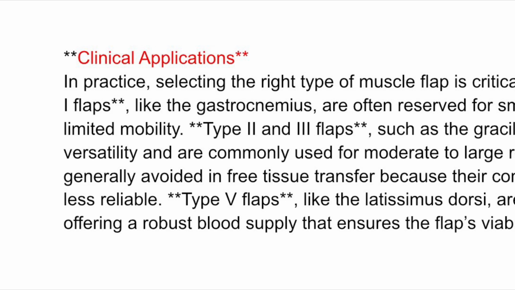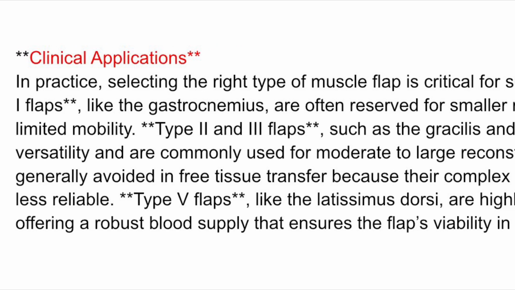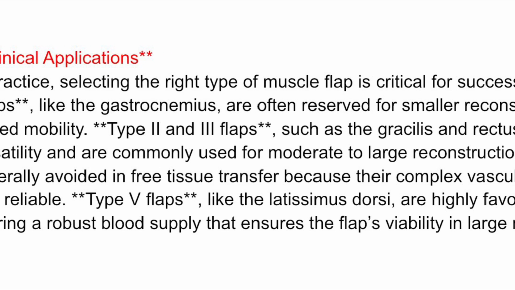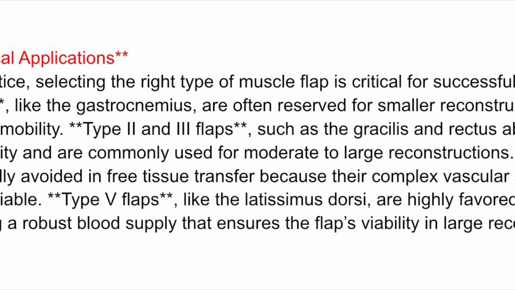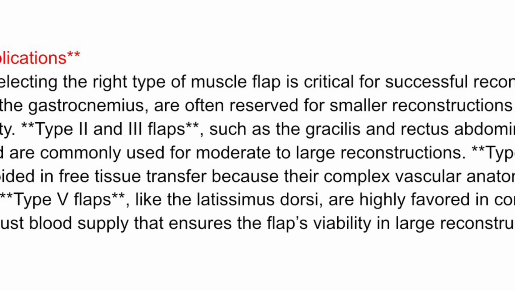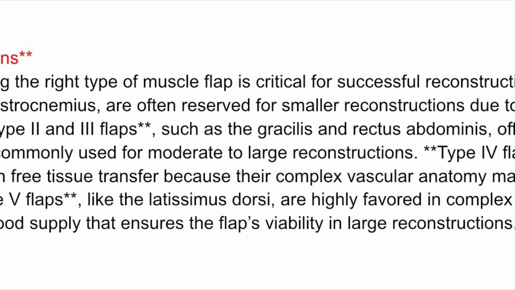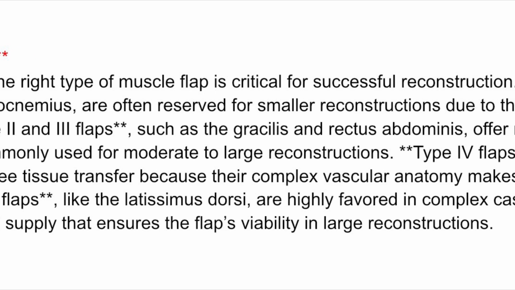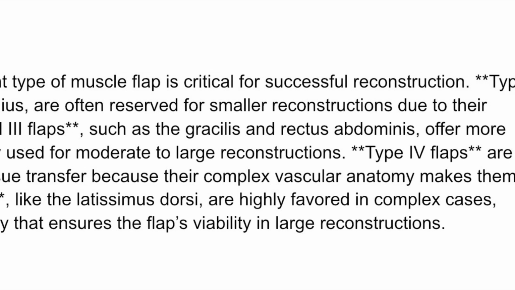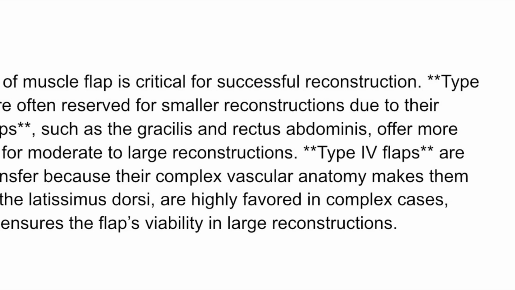In practice, selecting the right type of muscle flap is critical for successful reconstruction. Type 1 flaps, like the gastrocnemius, are often reserved for smaller reconstructions due to their limited mobility. Type 2 and 3 flaps, such as the gracilis and rectus abdominis, offer more versatility and are commonly used for moderate to large reconstructions. Type 4 flaps are generally avoided in free tissue transfer because their complex vascular anatomy makes them less reliable. Type 5 flaps, like the latissimus dorsi, are highly favored in complex cases, offering a robust blood supply that ensures the flap's viability in large reconstructions.